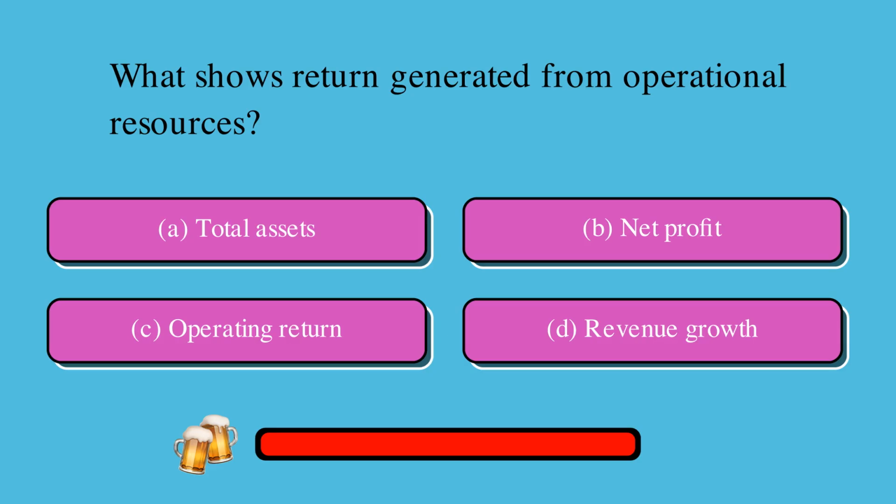What shows return generated from operational resources? Is it A, total assets, B, net profit, C, operating return, or D, revenue growth? The correct answer is C, operating return.